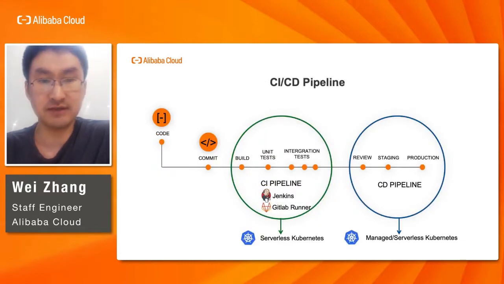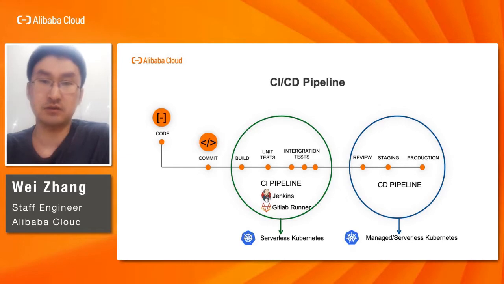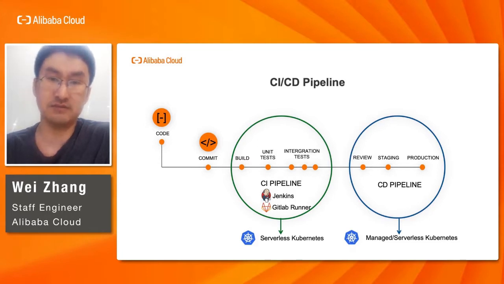Today, many users use ACK for CI/CD pipelines. Users schedule Jenkins and GitLab runner jobs in the ACK cluster. The total cost is much lower than using a classic Kubernetes cluster because the job is paid for on demand, not the nodes.